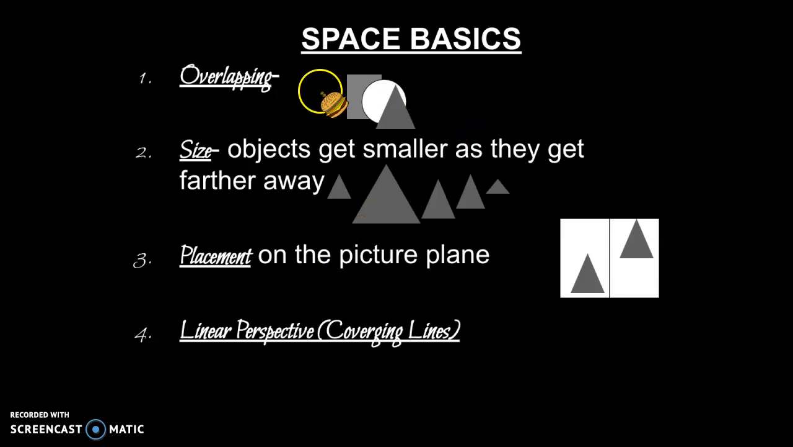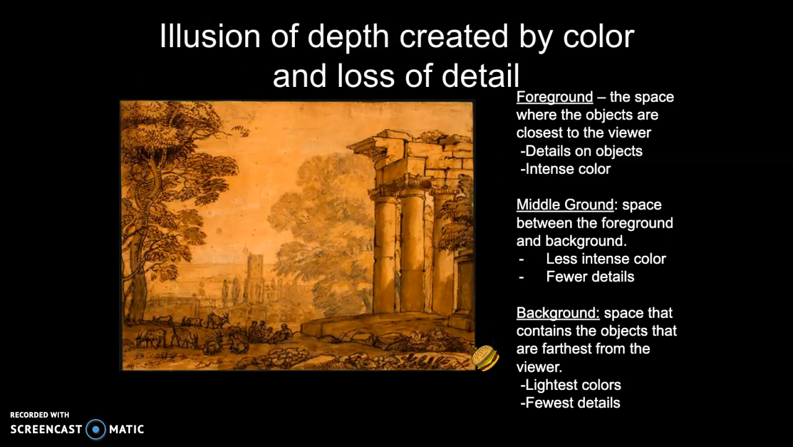So just a quick review of what these basic ideas are: overlapping, right? Stacking things. Size change, big is forward, small recedes. Placement, bottom and top. And then linear perspective, using any converging or receding lines. So here's a sketch that shows you all three parts of a landscape: foreground, middle ground, background. The foreground has the most detail and the most contrast. The middle ground has less detail, it's smaller, it has less contrast, and then the background has very little contrast and very, very little detail.